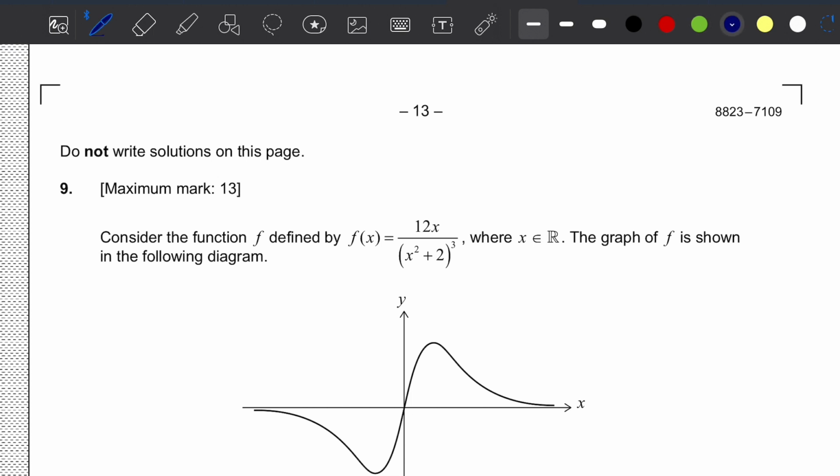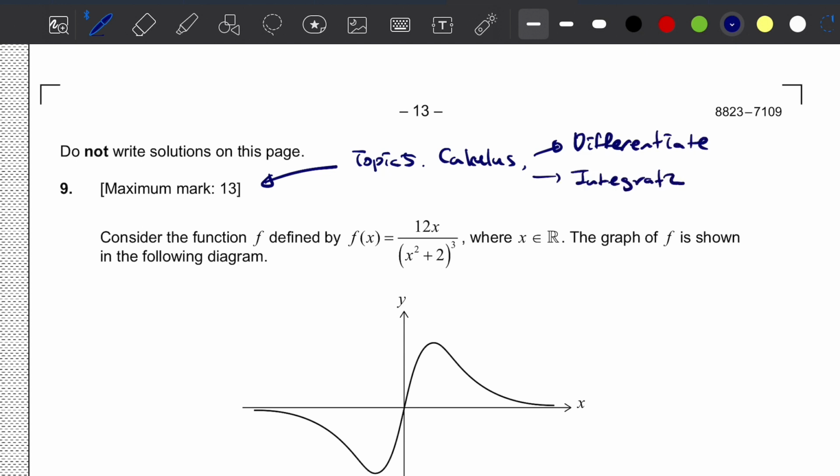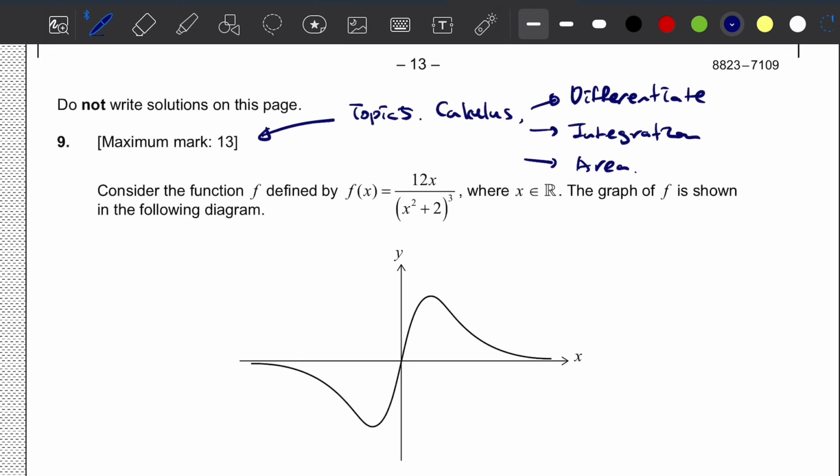Question number 9. This question is derived from topic 5 of the AA curriculum, calculus. To solve it, we need to know how to differentiate and integrate, and also how to identify the area. So let's look at the question together.